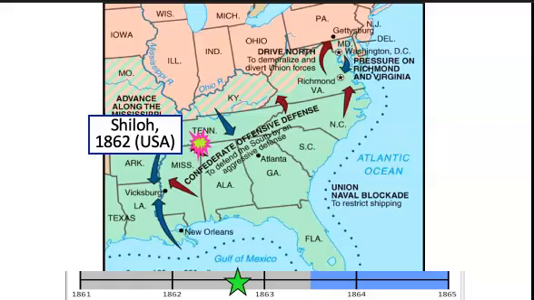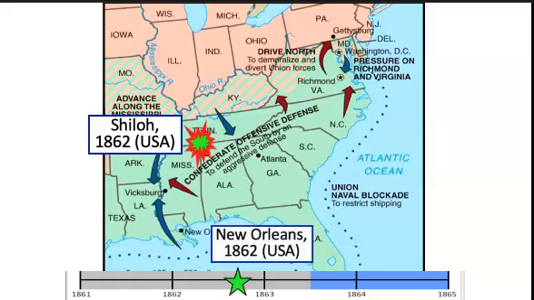Now, in the West, the Union is a lot more successful. In 1862, they win the battle at Shiloh, which is in Tennessee. Also in 1862, the Union is able to capture the port of New Orleans. So they're very, very successful out West.